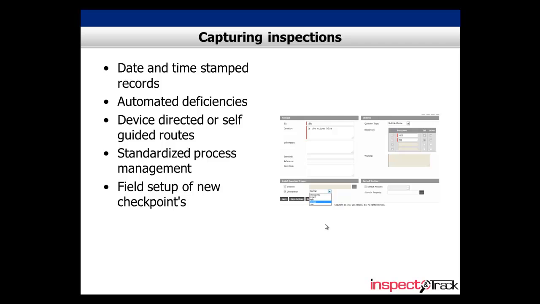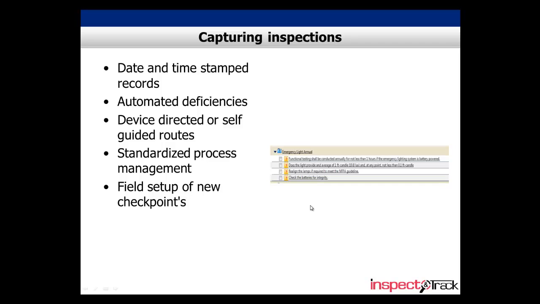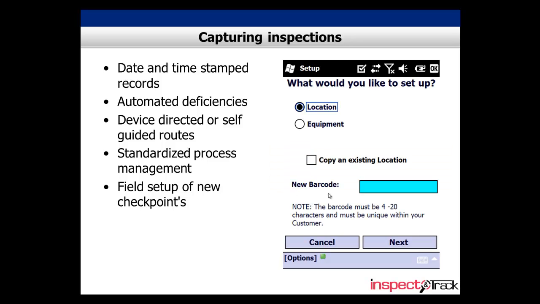Routes can be device directed or self-guided. It doesn't really matter. We standardize the process management with our question set capability. You can create a question set, ask all the questions you want, create that repeatable task. And then further, we can do field setup within the Pocket PC. When you scan on a barcode that's not on the Pocket PC, the device will prompt you: this is an unknown ID. Do you want to set it up? And you can go through the process of setup in the field by setting up locations or equipment.